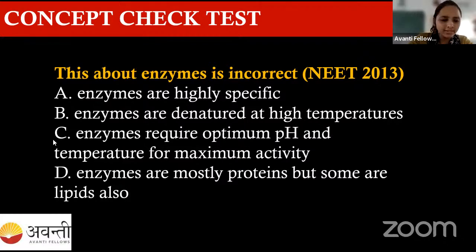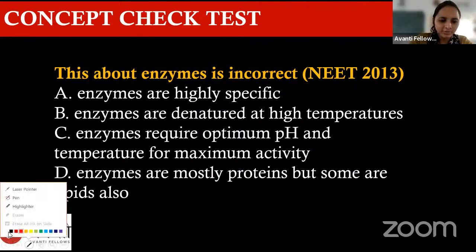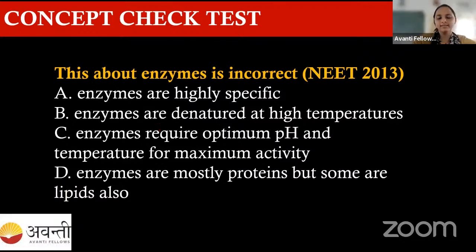Fine. So which is the correct answer? Yes, I got the correct answer. Enzymes are mostly proteins, but some are lipids. So that is not a correct answer, right? We know that enzymes are usually proteins, but some are ribozymes. Except for the ribozymes, all are proteins themselves, right? So let us select the answer. See here, option D is the correct answer, right?